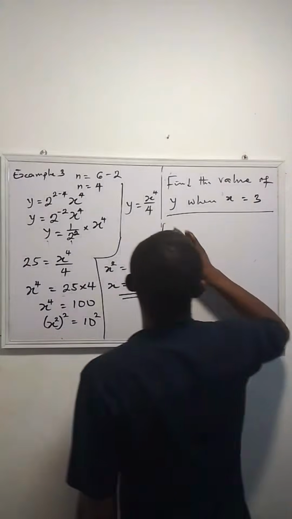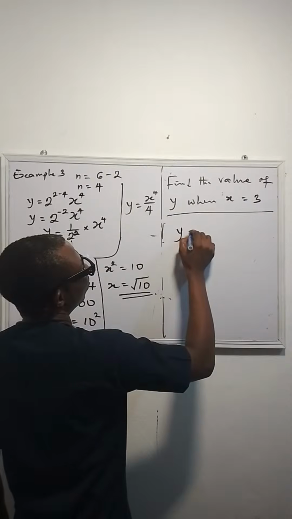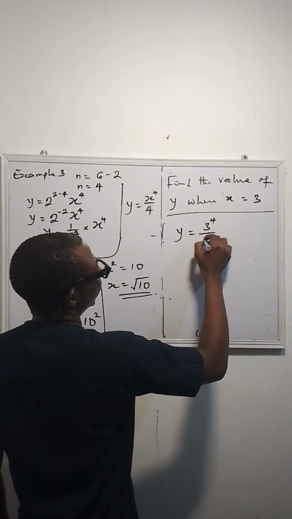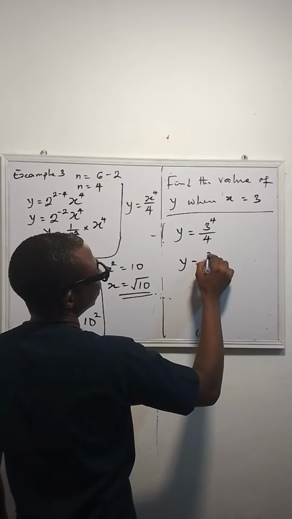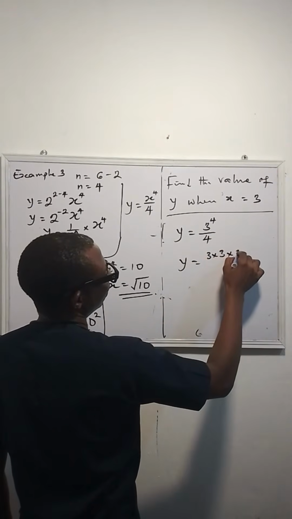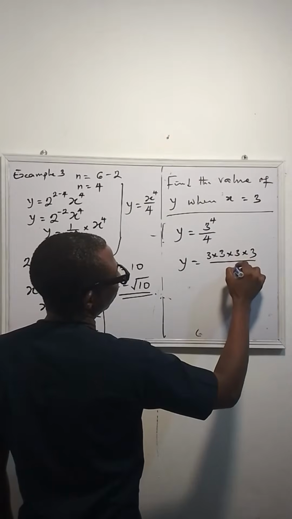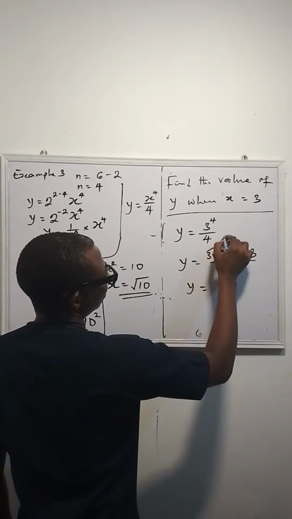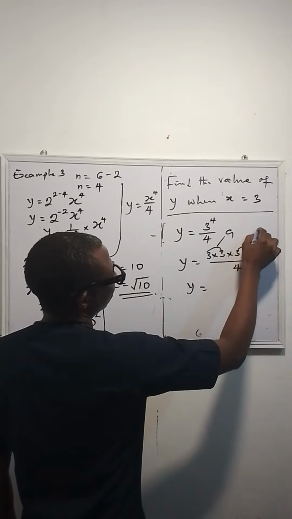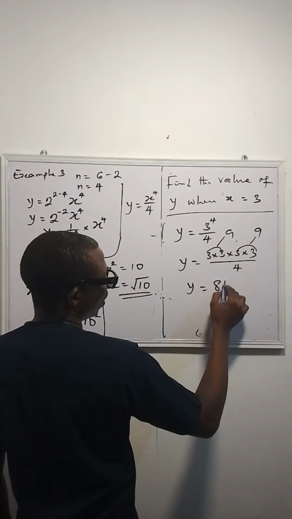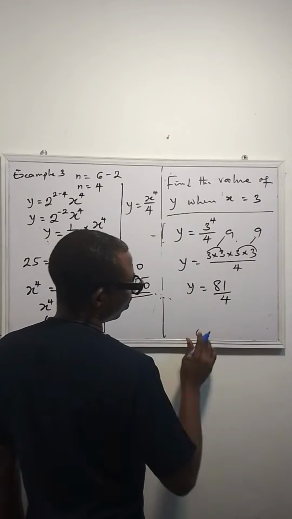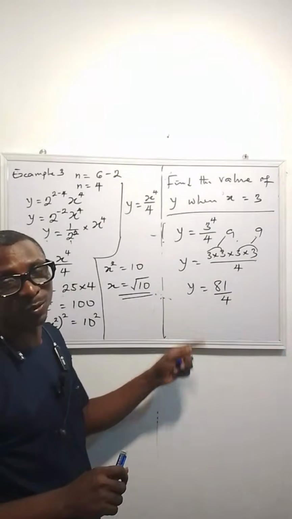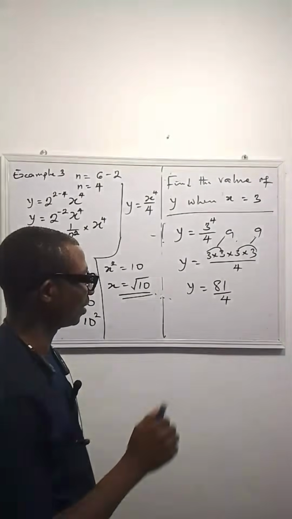So here you have y equals 3 raised to the power of 4 over 4. This is the same thing as 3 times 3 times 3 times 3 over 4. And this is 9. This is also 9. So 9 times 9 is 81 over 4. But then, this is not the final answer. So you make sure you express your answer as a mixed fraction.